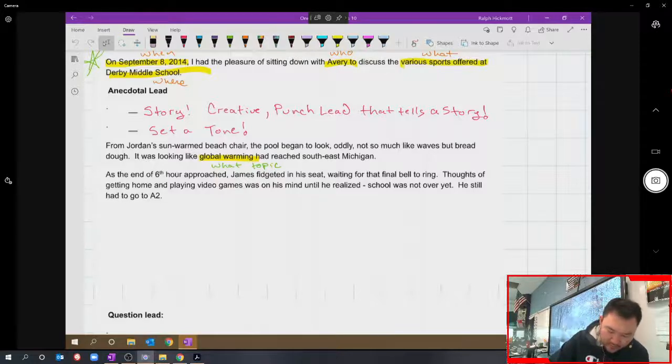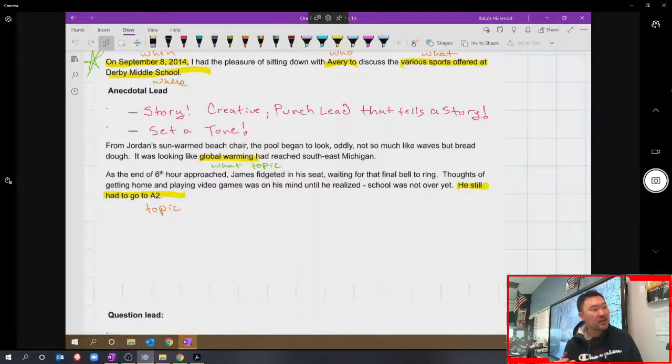Here's another one: "As the end of 6th hour approached, James fidgeted in his seat, waiting for that final bell to ring. Thoughts of getting home and playing video games were on his mind until he realized school is not over yet. He still had to go to A squared." That is a great lead. An awesome anecdotal lead that sets the tone again. There's a little bit of humor in it, but the topic itself is more than likely about A squared and it being at the end of school and the impact it has on students.